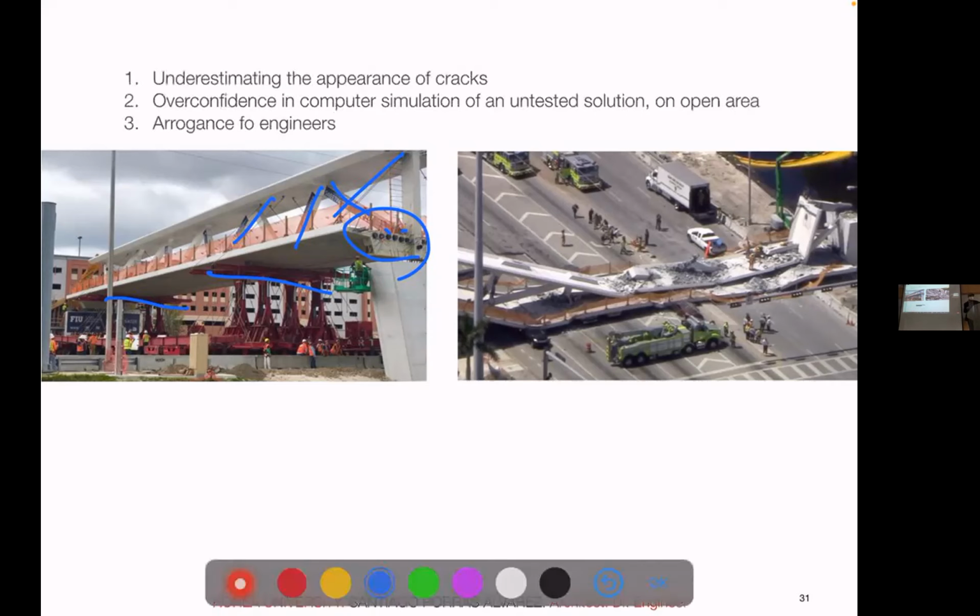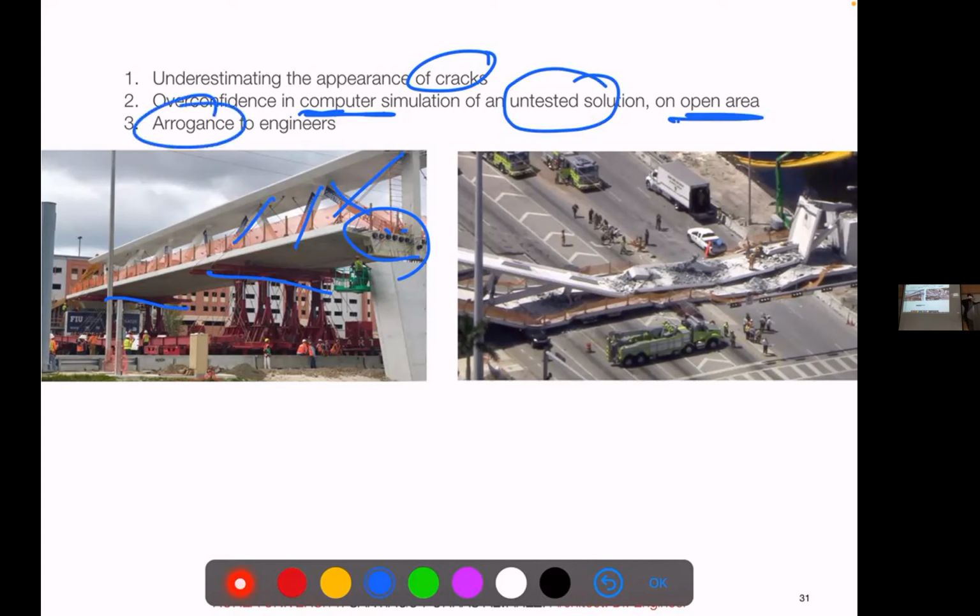So what is the problem here? Again, understanding the cracks, right? And these are experts. Overconfidence in the computer, right? Especially an untested solution in an open area, right? That's really a danger. You're taking a huge risk. And then arrogance of engineers. We calculated, it's safe, no problem. I think this is the only time I put arrogance of engineers, but in the previous case, I put overconfidence. Maybe we can say the same.